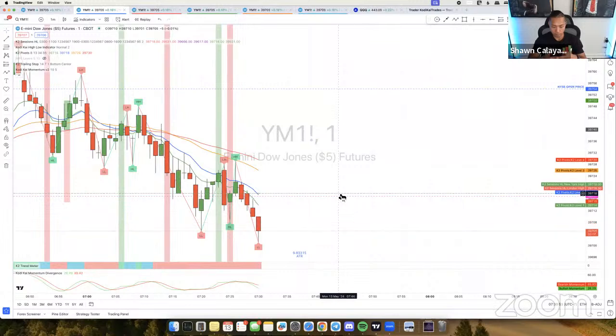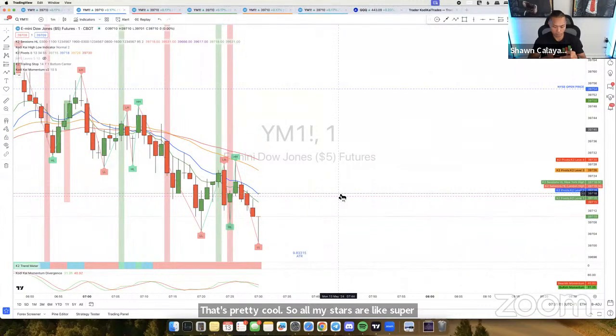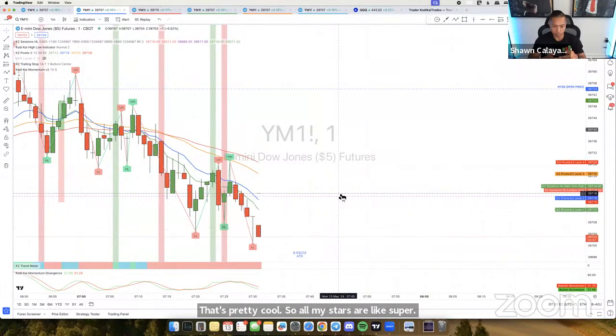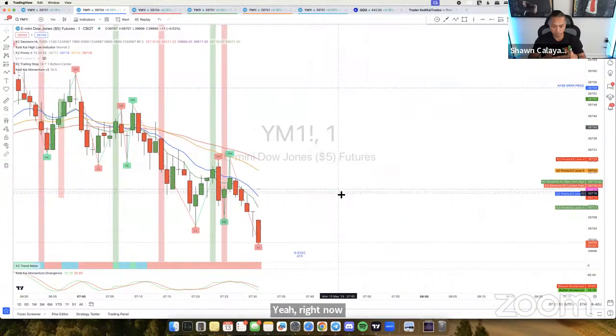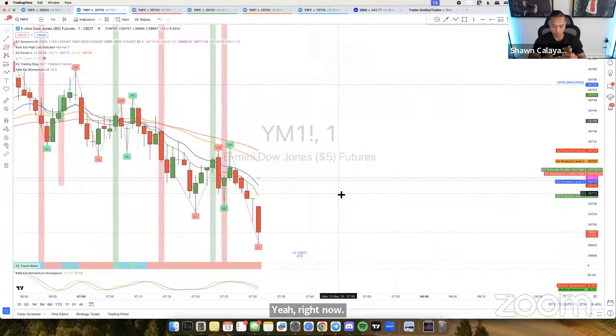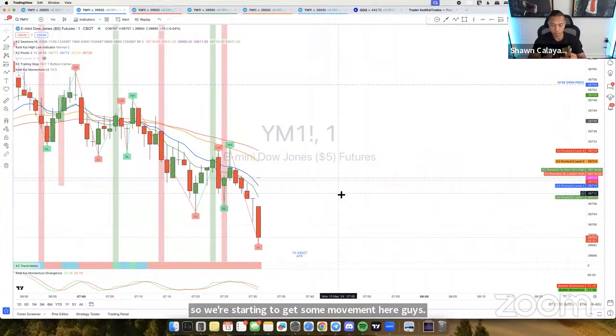And this app's pretty cool. So all my stocks are super decently up right now. All right, so we're starting to get some movement here, guys. We are starting to get some volatility over here as price continues to tumble its way down.